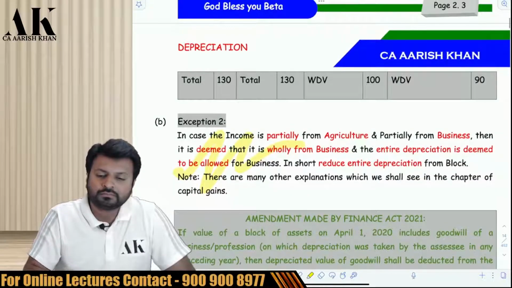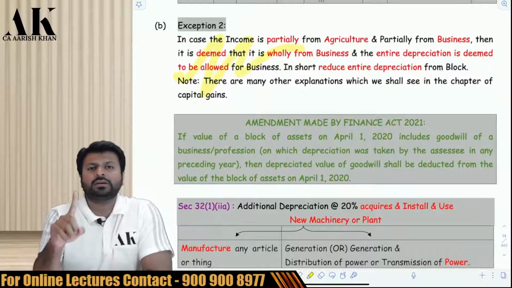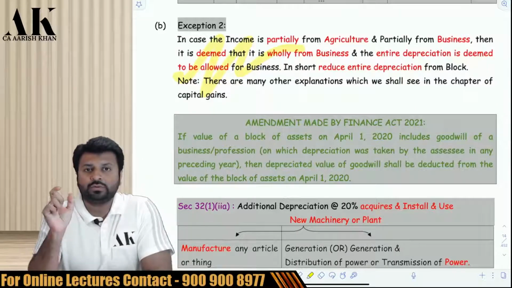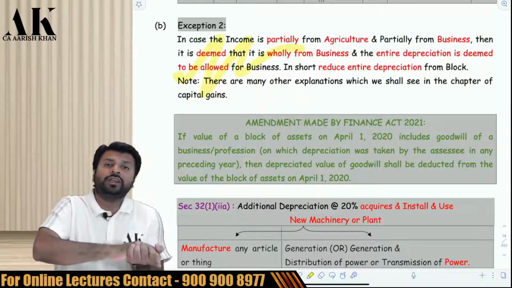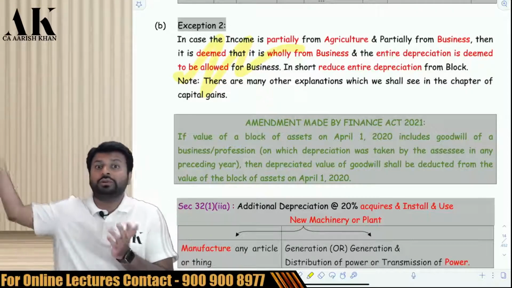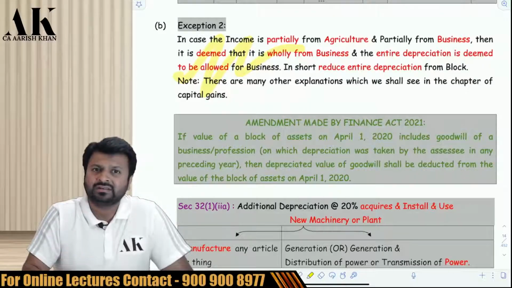So these are the two exceptions whereby the depreciation is not actually allowed to you, but still it is reduced from the block. Now, one amendment made by Finance Act 2021, that is from 1st April 2020, that is from previous year 2021, goodwill is not allowed as depreciation. Now, I agree, if I purchase a new goodwill now, I will not get the depreciation. But what about the goodwill which is already existing in my existing block of intangible assets? What has to be done for that?